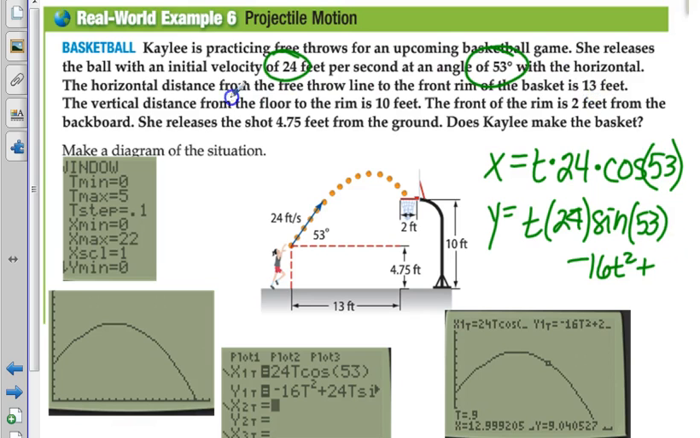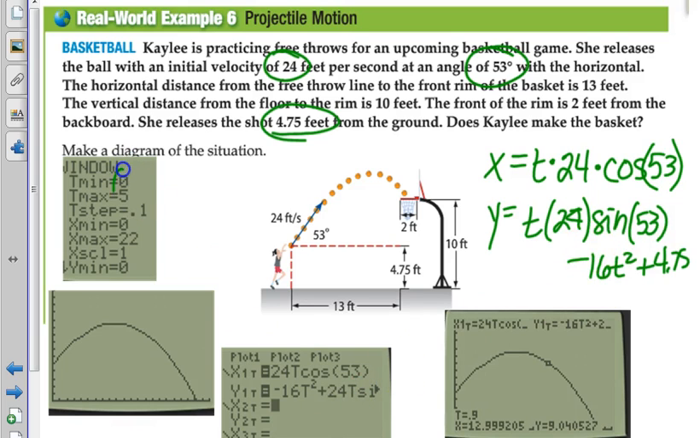It says she releases the ball 4.75 feet from the ground. Okay. I don't really know, but all right, so I type it in, guys. I typed this all in.